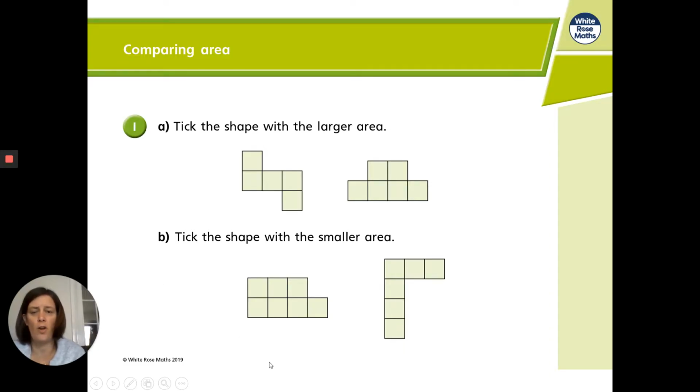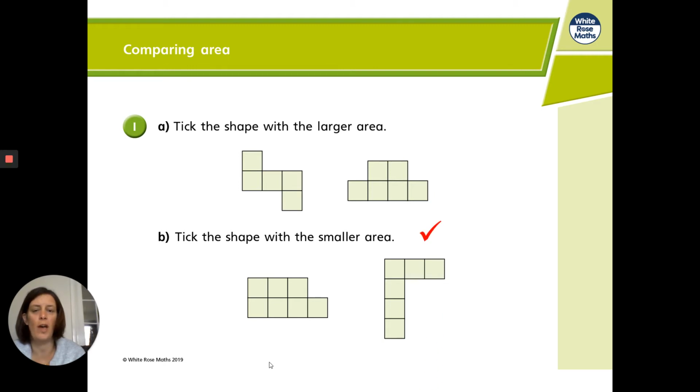Okay, so this is our first thing to have a look at, comparing area. So tick the shape with the larger area. So look at those two different rectilinear shapes there. Which shape has the larger area? Second part, tick the shape with the smaller area. Pause the video if you need to count them up, and then we'll have a look at the answers together.